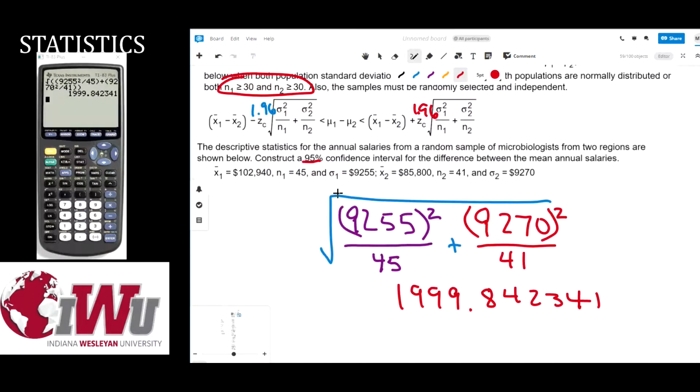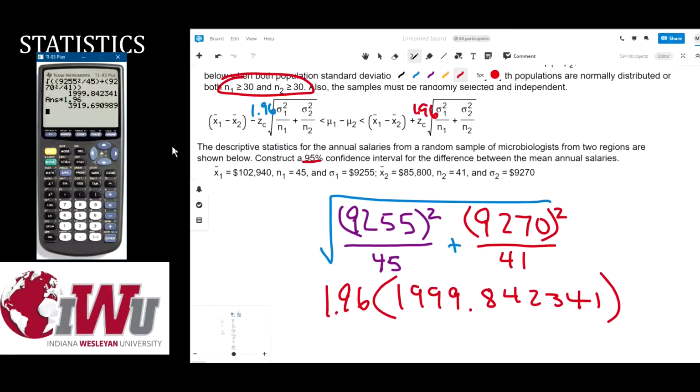Now the next part, we have the z there. So we're basically going to times that by the z value, 1.96. So for our confidence interval, the part that we're going to subtract and add is right there, 3,919.69. So that's this part right here. That's all this ugly mess here is right there.